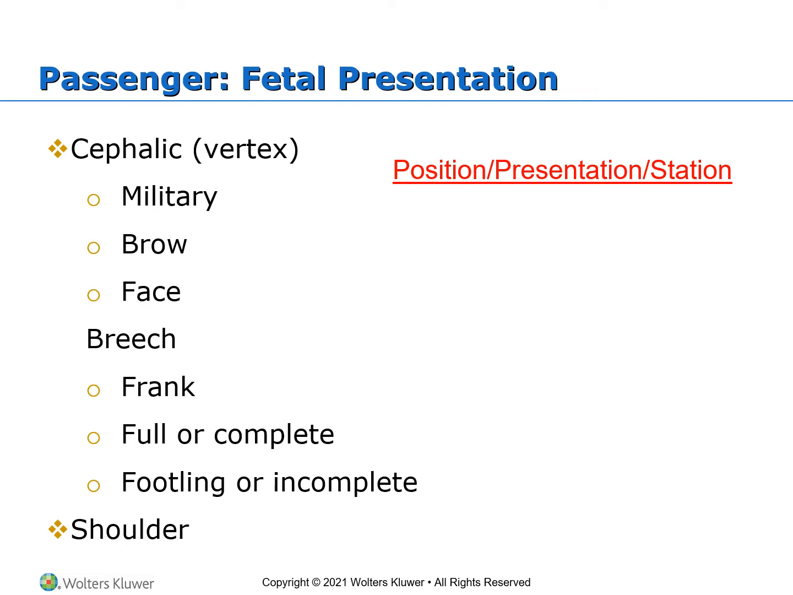There is a full or complete breech. This is cross-legged above the cervix. The footling or incomplete breech, that's one or both legs are presenting. And only a frank breech can result in a vaginal birth. All the other ones have to be C-section. Now, a shoulder presentation is also usually a C-section that is necessary. You get into problems with shoulder dystocia and all the things.